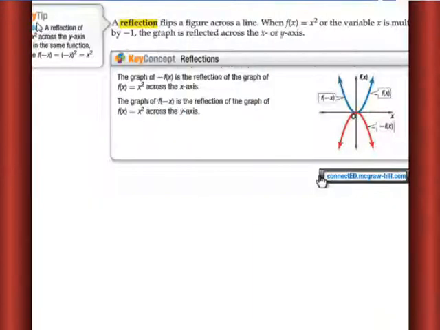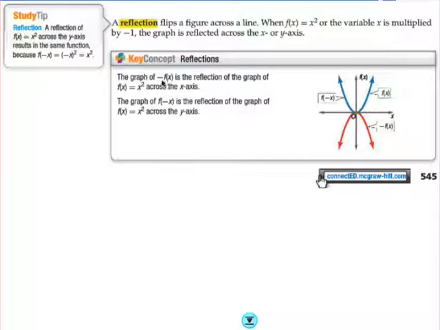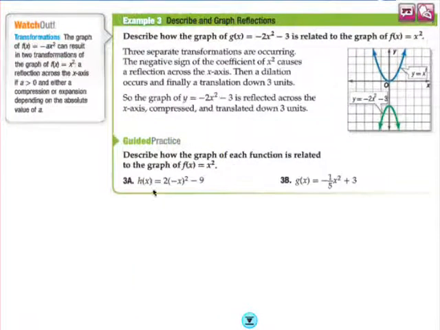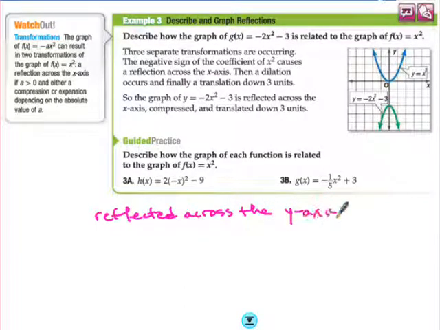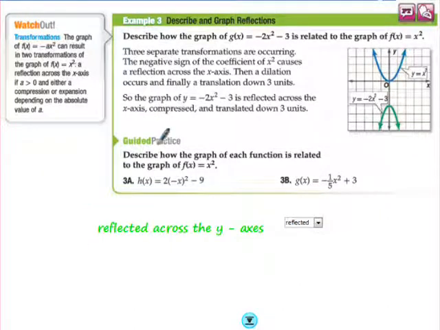Sorry, one thing back real quick. I want to make sure we understand this. If the negative is outside, it's a reflection across the x-axis. If the negative is inside, it's a reflection across the y. The reason I bring that up is because if you look at the first example, the negative is inside. So this graph right here is going to be reflected across the y-axis. Okay, that's one thing. It's going to be stretched 2, right? Stretched 2. And then because of this 9, it's going to be translated down 9.